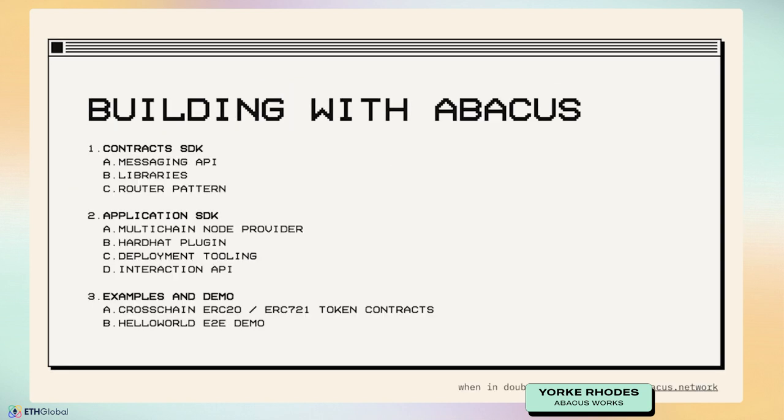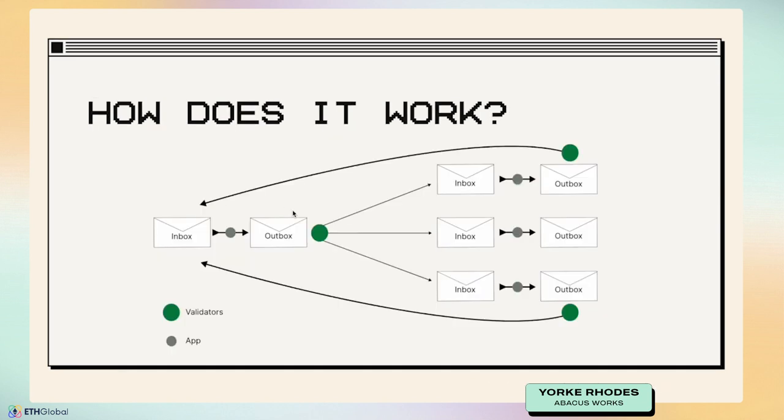So that's what I'll be going over first: the smart contracts SDK, the messaging API that exposes what I was just illustrating. That's the inbox and outbox API.